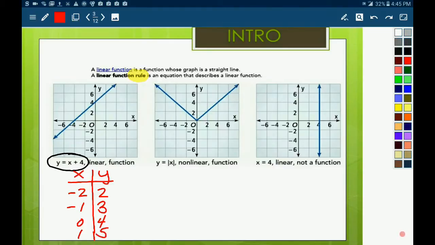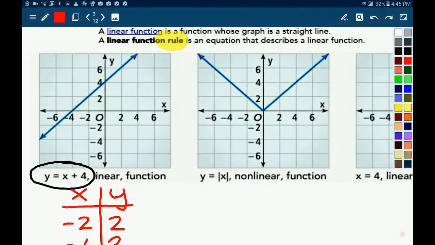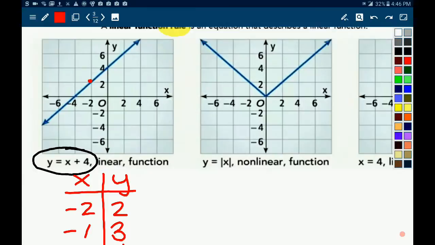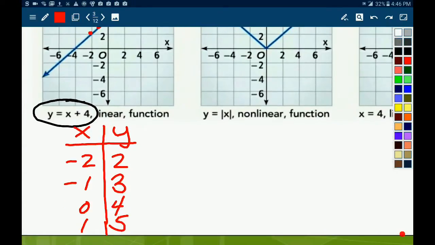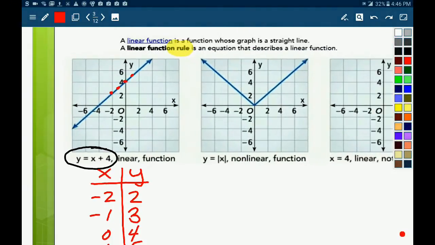Now let's check the graph to see if those points are there. So I'm looking for -2, 2. So -2, 2 is right here. I'm looking for -1, 3, 0, 4. Okay, so -1, 3, that's about there. 0, 4, that's right there. And then my last point was 1, 5. So it seems like all the points that I generated lie on the line of that graph.